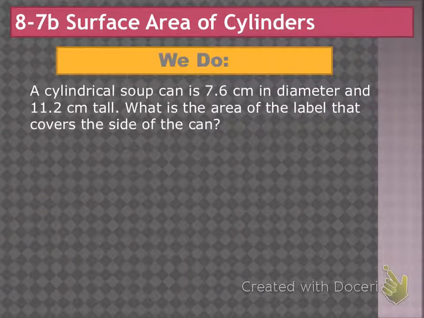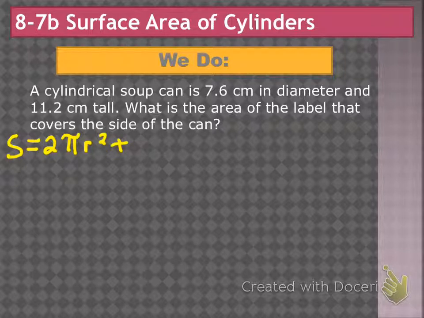So let's look at this here. A cylindrical soup can is 7.6 centimeters in diameter and 11.2 centimeters tall. What is the area of the label that covers the side of the can? Well, let's think about it real quick. Remember our formula. Our formula is S equals 2 pi r squared plus 2 pi r times the height.